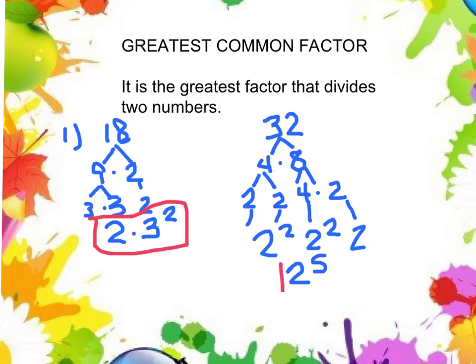To find the greatest common factor, I will choose of these two only the factors that are common. Which are the factors that are common? It's the 2 only. And if I were to choose the one that has the smallest exponent, this will be 2. So the greatest common factor is 2.